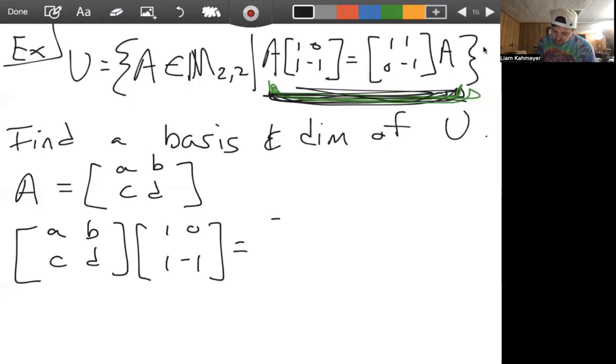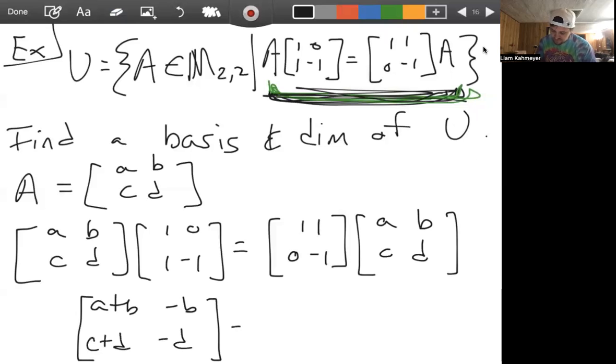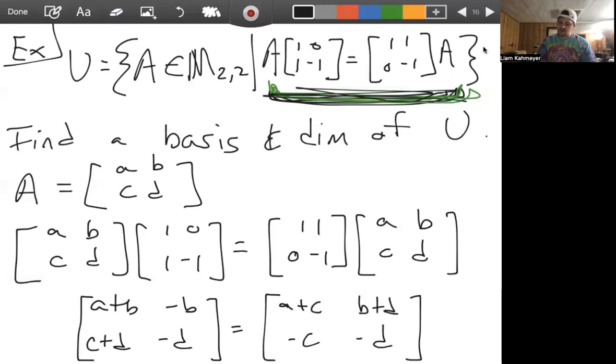Why don't we just do both sides at the same time. We need this to be equal to 1, 1, 0, -1 times a, b, c, d. We do the product on the left. We're going to get a plus b for the 1, 1 spot, and then -b for the 1, 2 spot. We're going to get c plus d for the 2, 1 spot, and then -d for the 2, 2 spot. We'll do the same thing for the multiplication on the right. For the 1, 1 spot, we get a plus c. For the 1, 2 spot, we get b plus d. For the 2, 1 spot, we get -c. For the 2, 2 spot, we get -d.